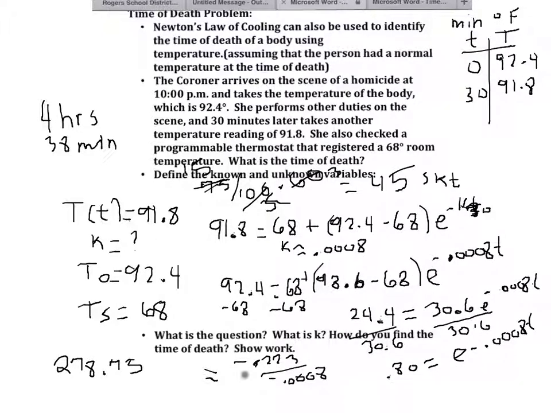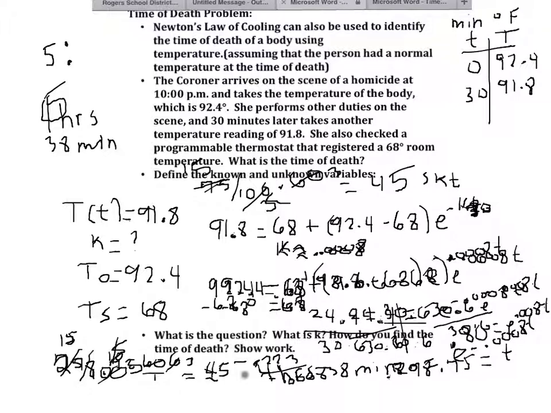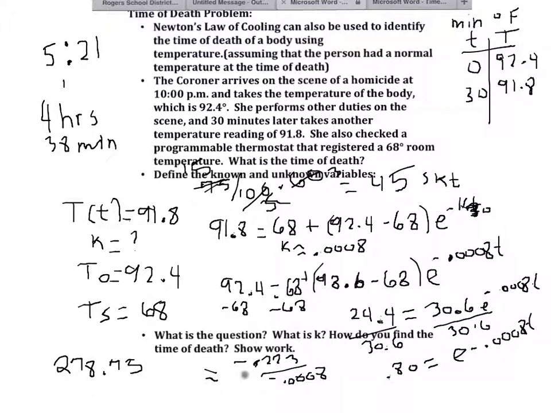So if you count backwards, that's going to be 5:22 if you went back 4 hours and 38 minutes, but you need to count off the 45 seconds also. So it's going to be 5:21 and 15 seconds. Was the time of death, and that is PM.